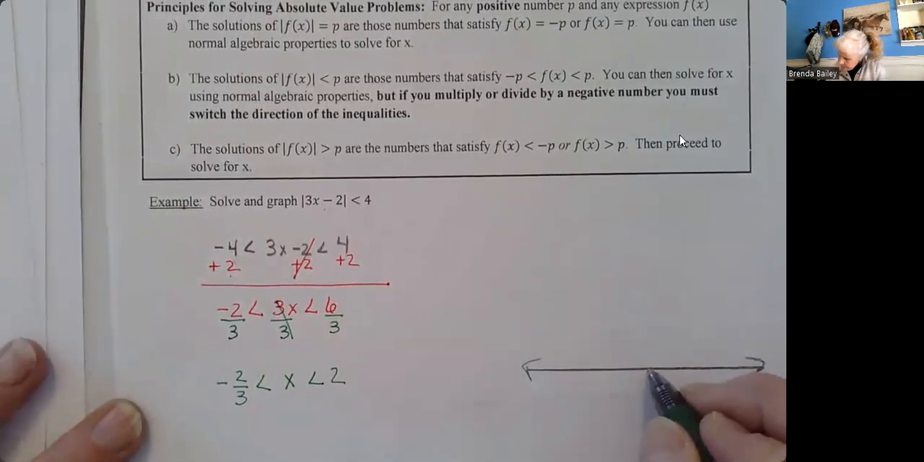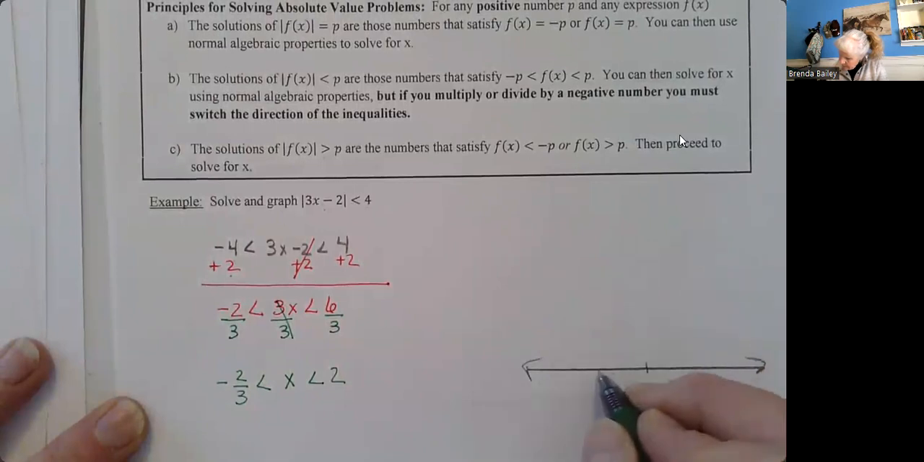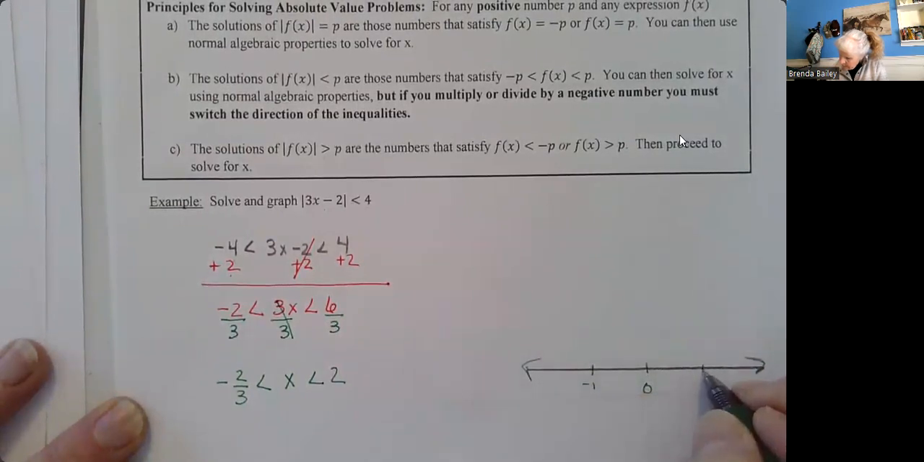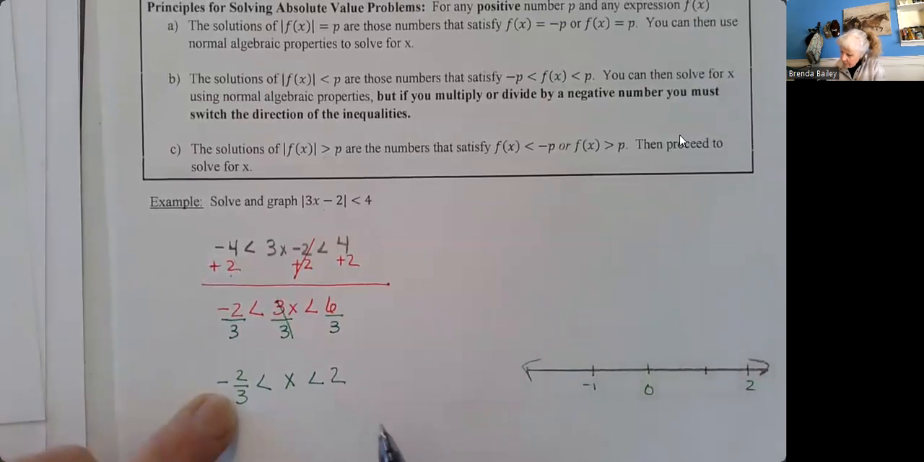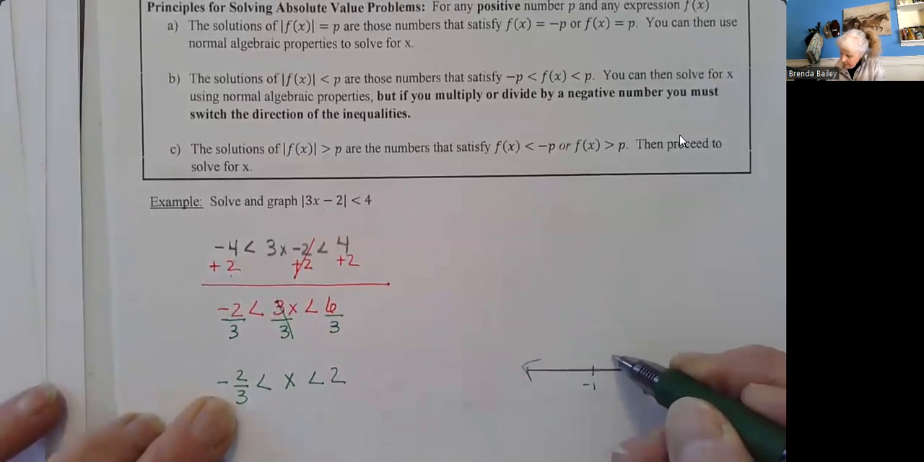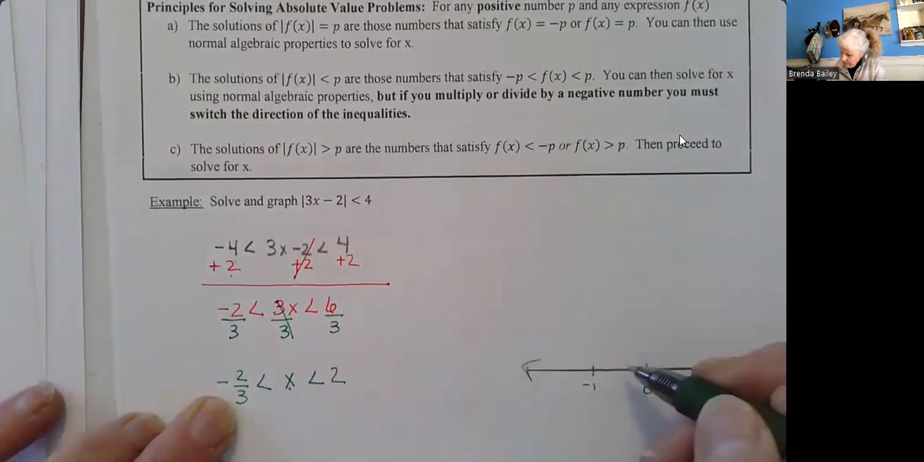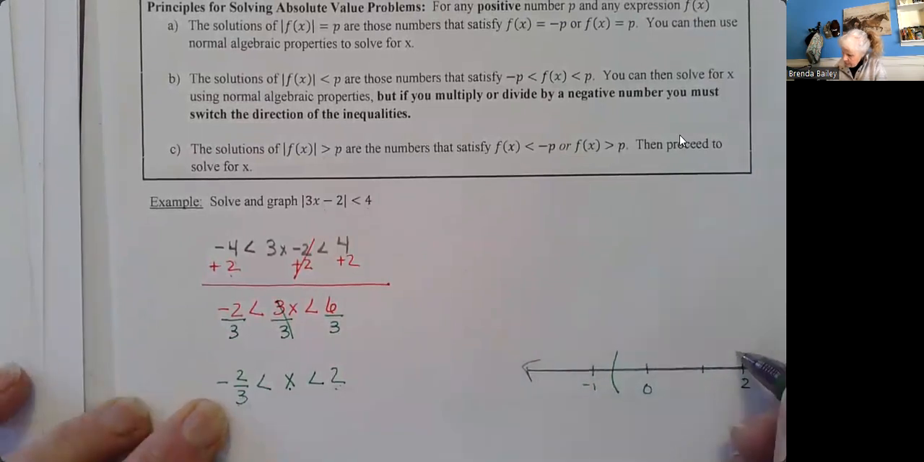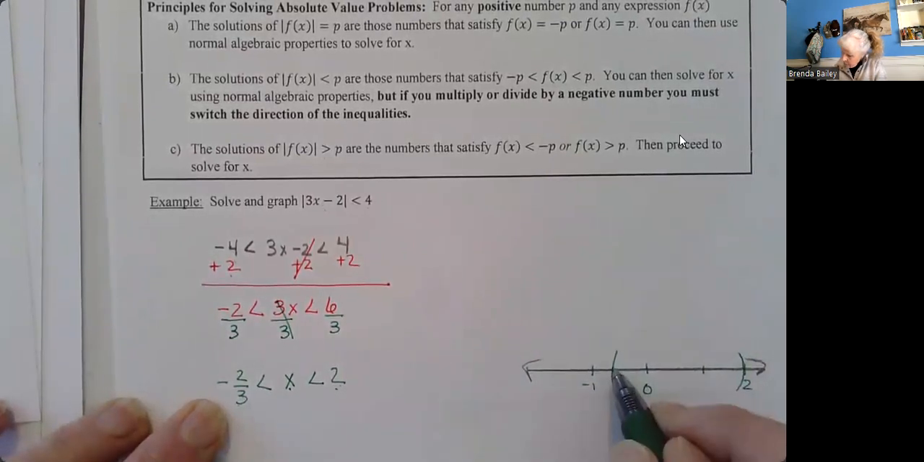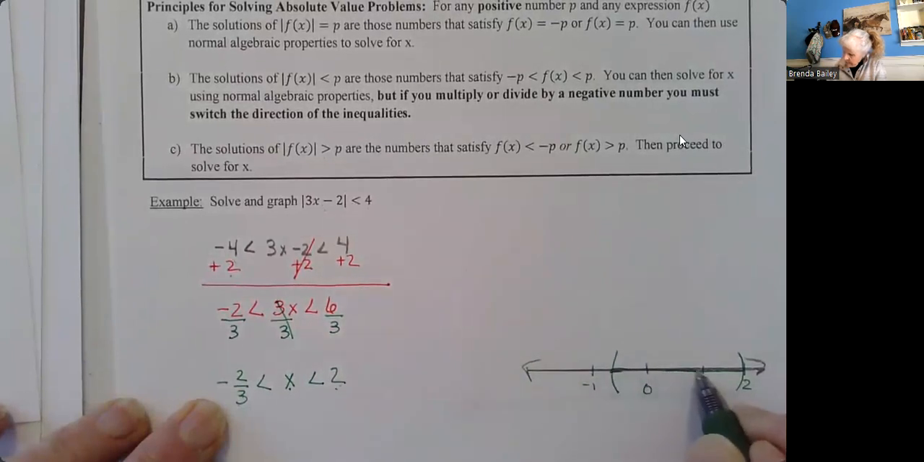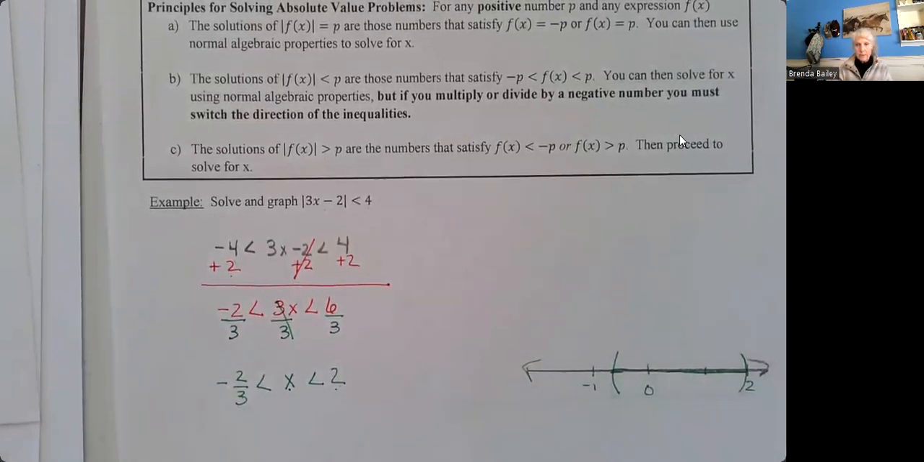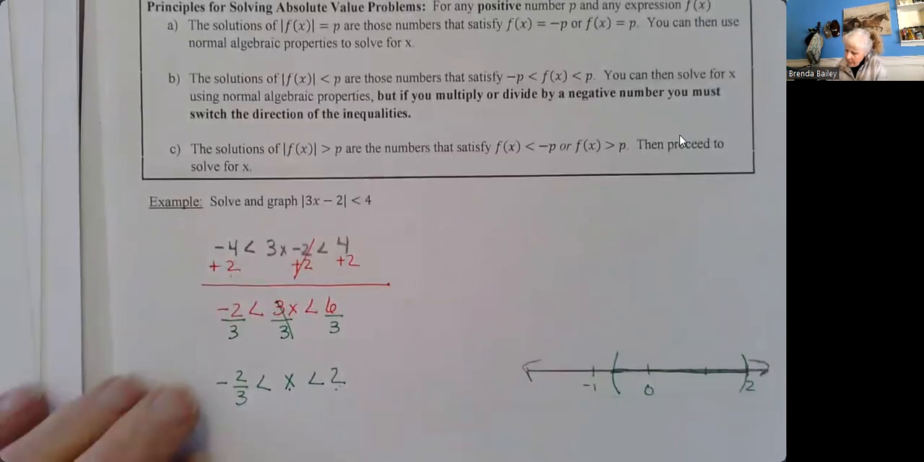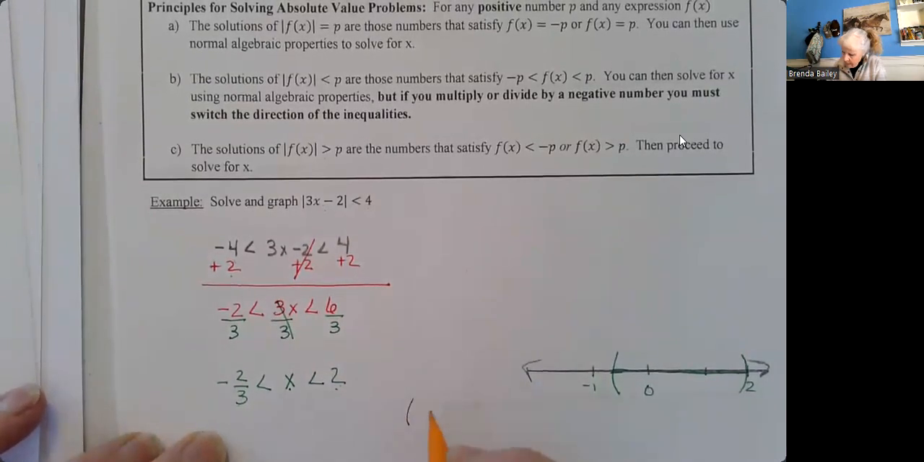Let's graph it. There's -1, 2. We have -2/3, which is right about here, and we want x's larger. In other words, we want numbers between these two, -2/3 and 2. That's the graph. In interval notation, the solution would be -2/3 to 2.